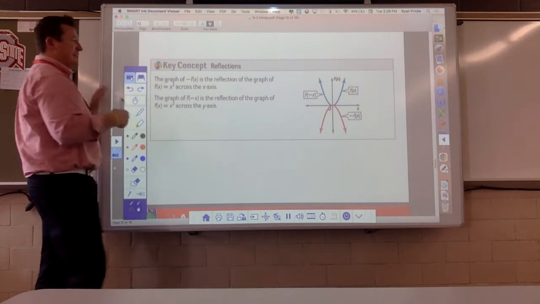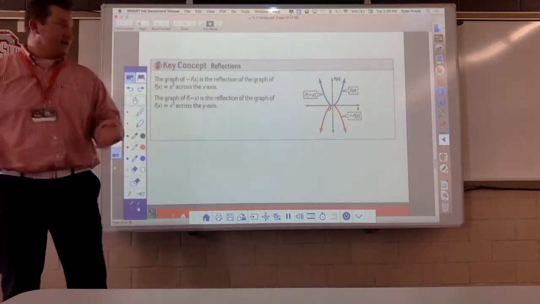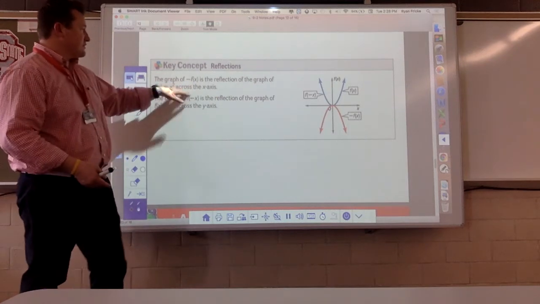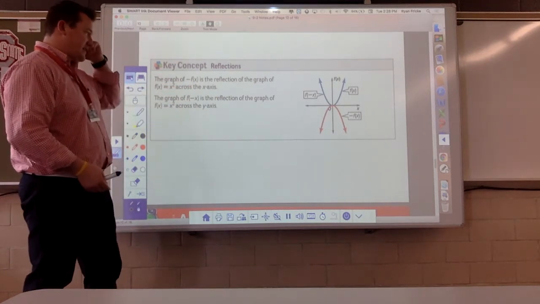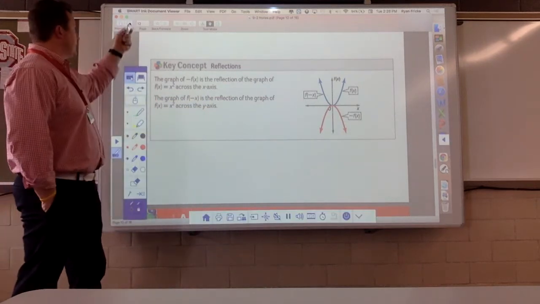Okay, reflections. Again, where is the negative sign? Is it with the x or is it outside of the x? If it's outside of the x, we're going across the x-axis. If it's with the x, we're going across the y-axis.